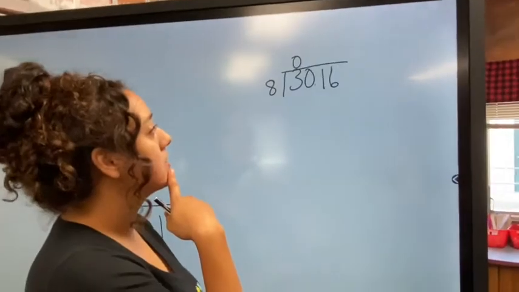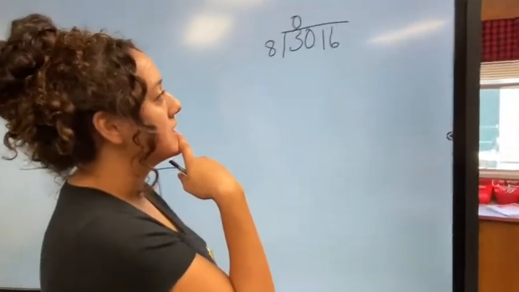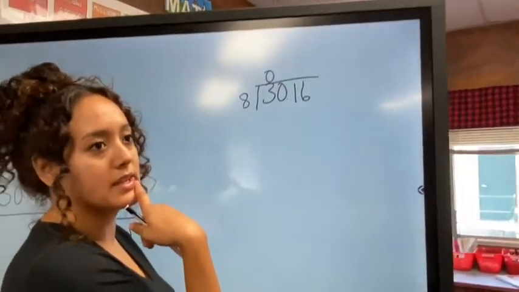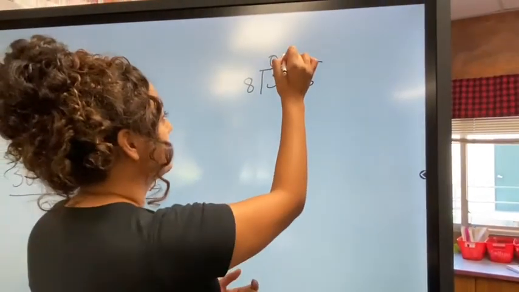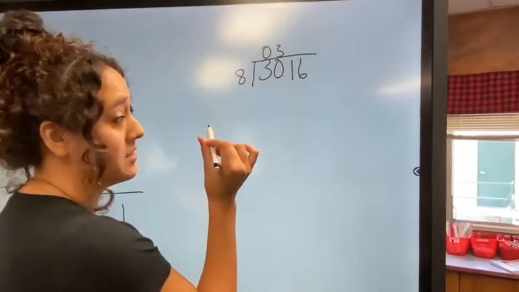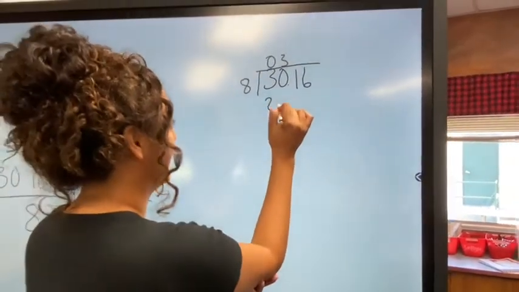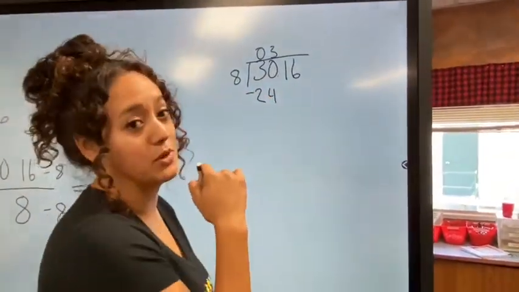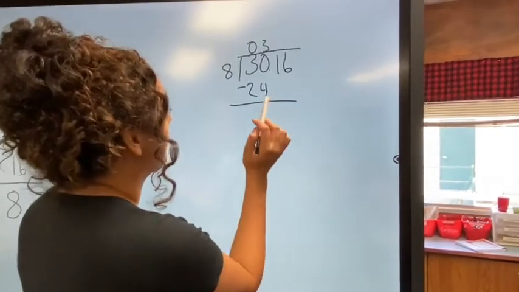What do you guys think? I think 3. I think we could do 3. Let's try 3. 8 times 3 is 24. See, even we're a little rusty. I'm rusty. Alright, okay, then you subtract, okay?